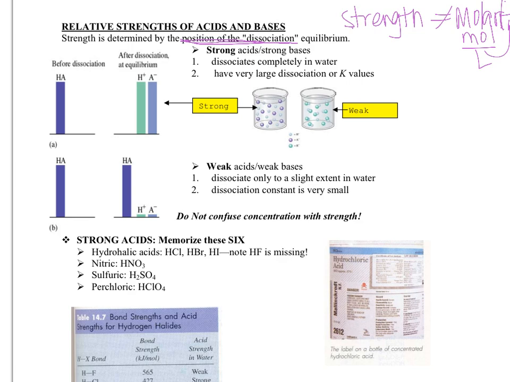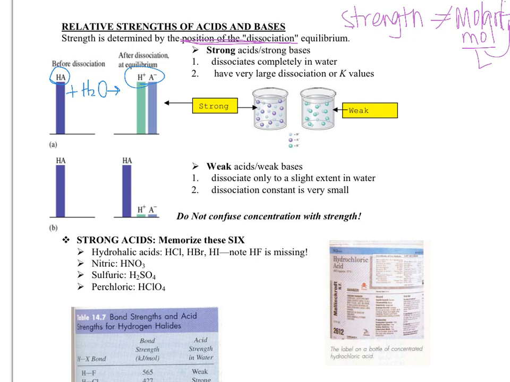So when we're looking at the difference, you can see here in the picture on the left that before dissociation, things that are strong are going to dissociate 100%. Here's my acid beforehand, and all I have are dissociated ions after the fact. Don't forget your dissociation equation. This happens when I add it to water. In this case, it's an acid, and I make H3O plus and the A minus ion.